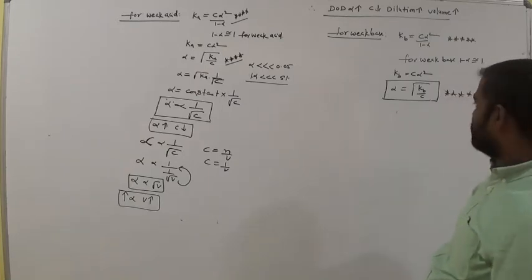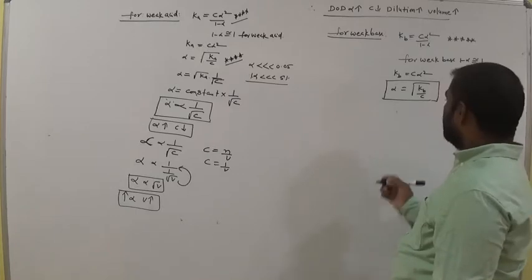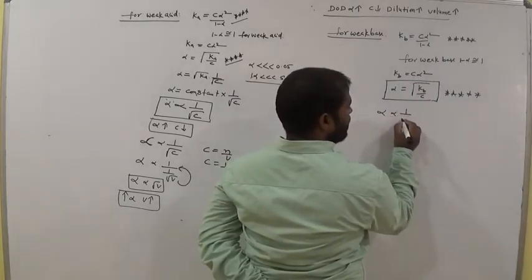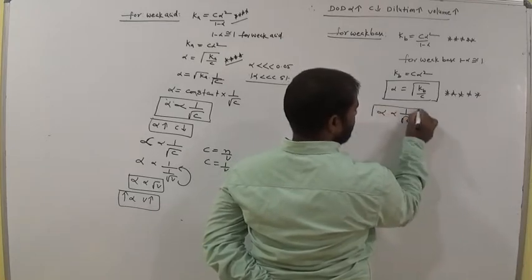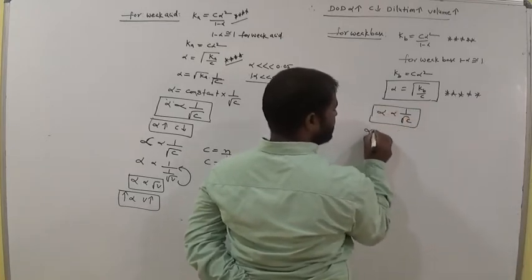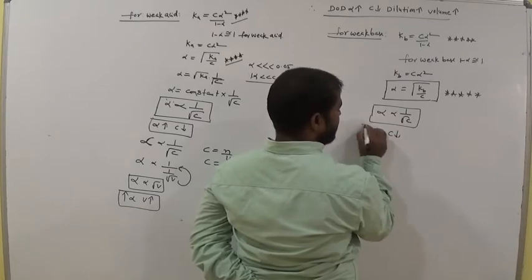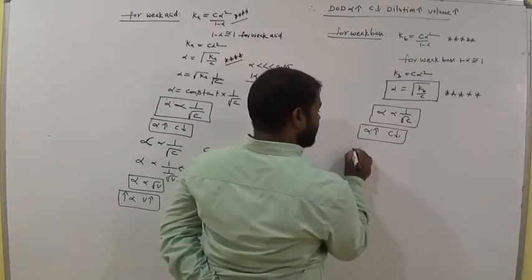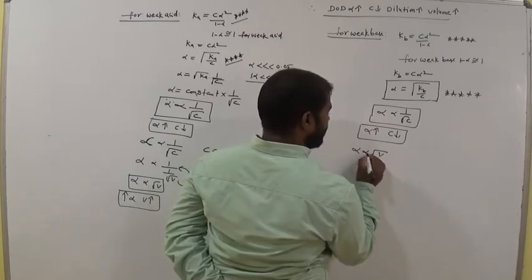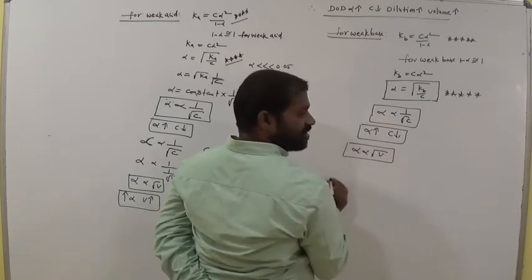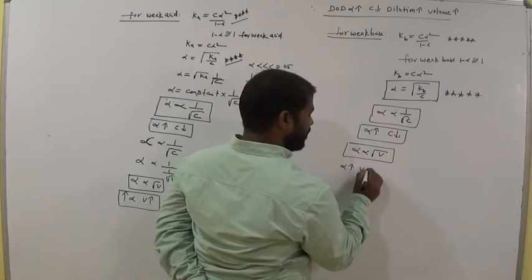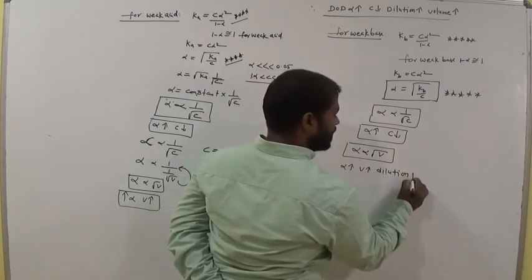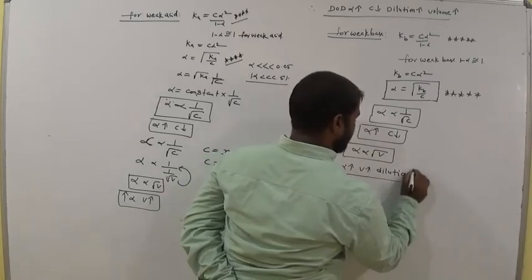Is it clear, all of you? And what is the relation? Alpha is inversely proportional to the square root of C. That means as alpha increases, concentration decreases. Is it clear? And what is the relation? Alpha is directly proportional to the square root of V. That means as V increases, alpha increases, dilution also increases. When volume increases, dilution increases.